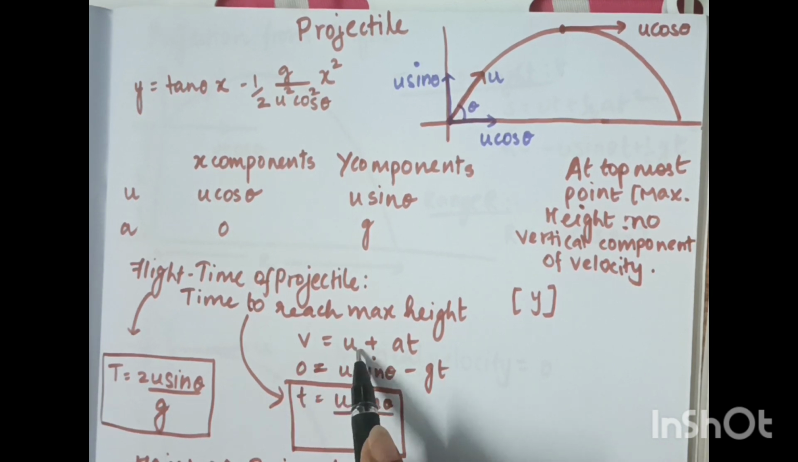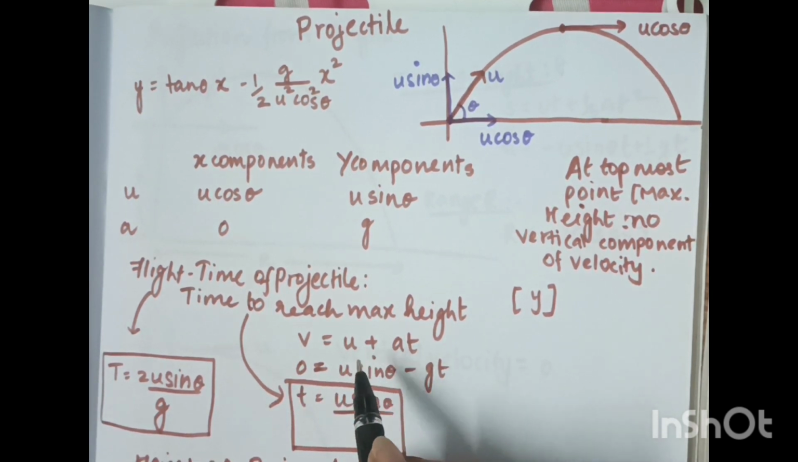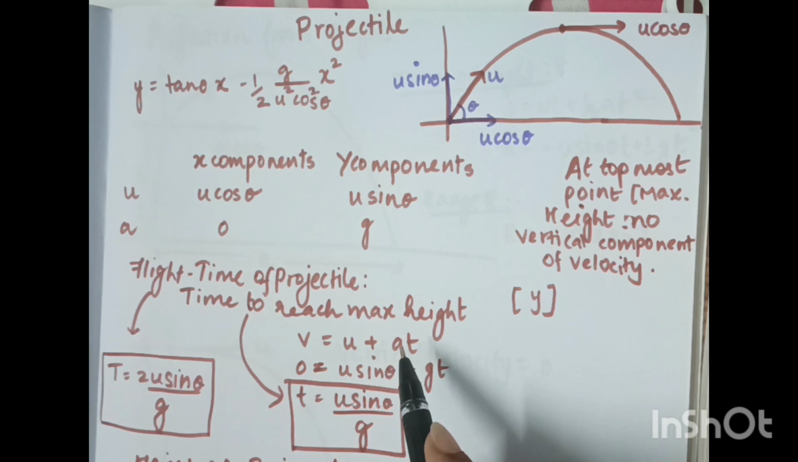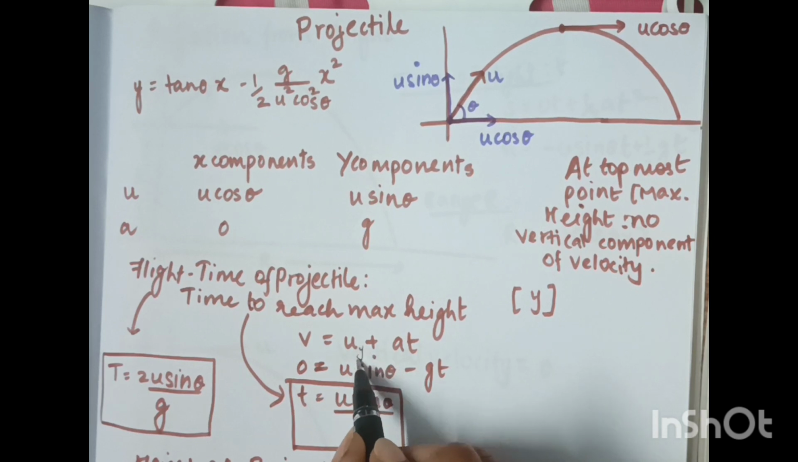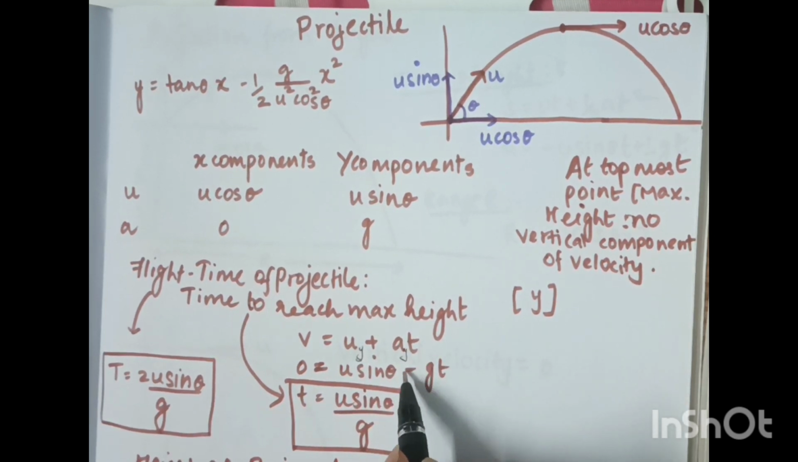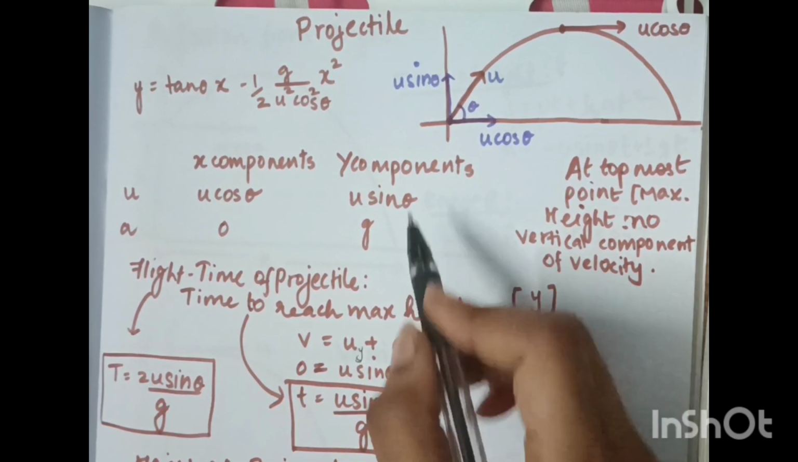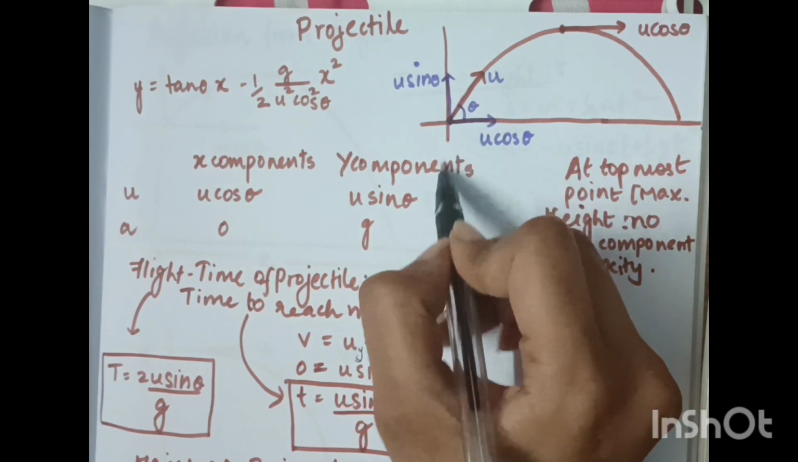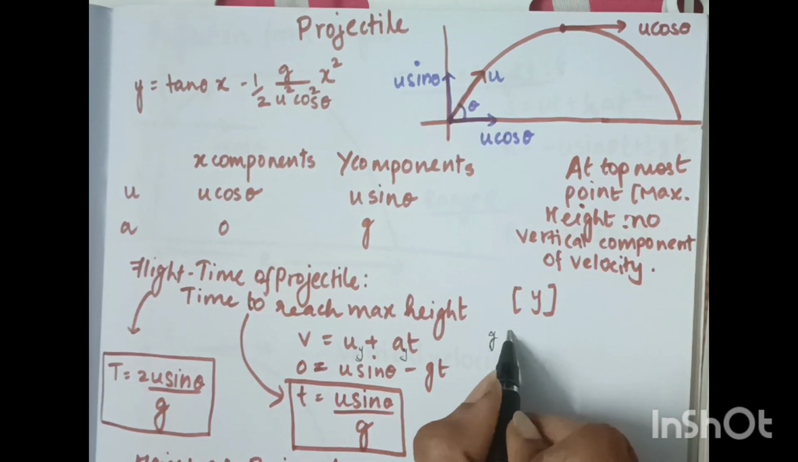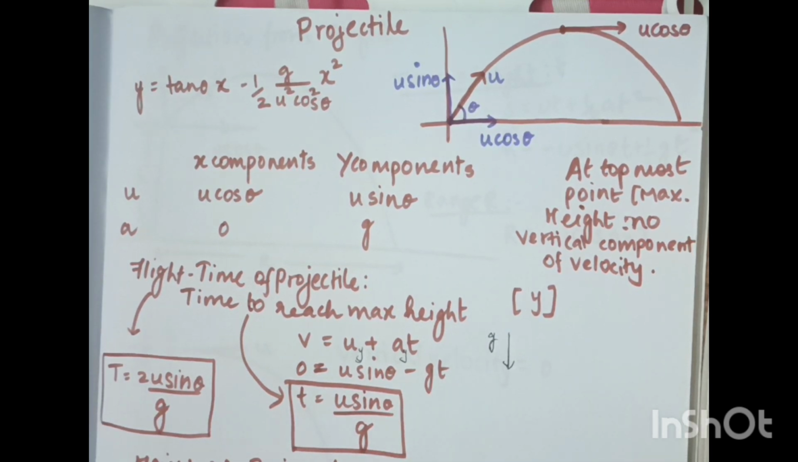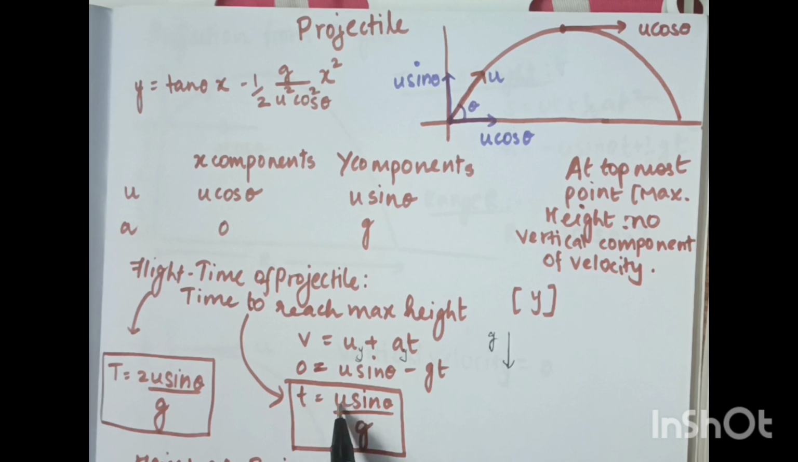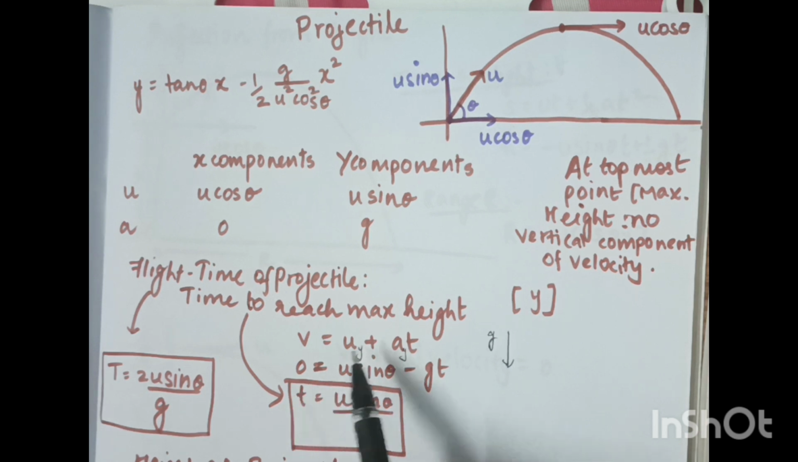So 0 equals u, and the initial vertical component in the y direction is u sin theta. This is uy, and this is ay. Why are we taking minus g? Because u sin theta is upwards, while g is acting vertically downwards. So it is minus g, and this is t. T equals u sin theta by g. This is the time for the object to reach the maximum height.